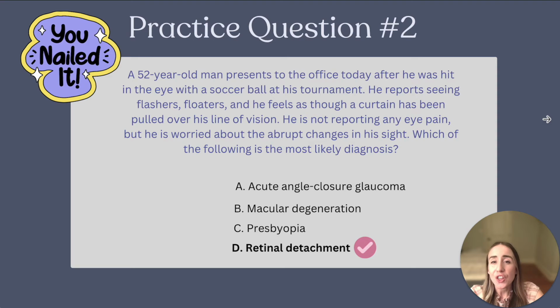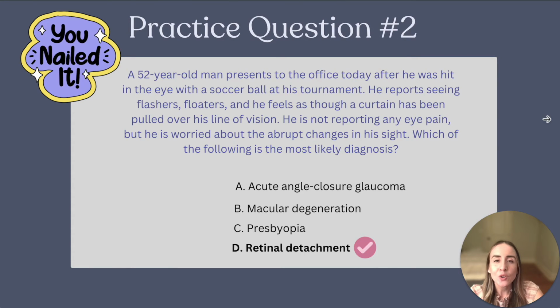Do you know which other answer choices occur gradually over time? Option C, presbyopia. Remember, this is a common age-related condition that results in difficulty focusing on nearby objects. It is sometimes referred to as short arm syndrome, as patients often have to hold things farther away to be able to see them. Now, what about option A, acute angle closure glaucoma? Does this condition occur gradually over time like presbyopia and macular degeneration? No, it does not. It occurs suddenly.